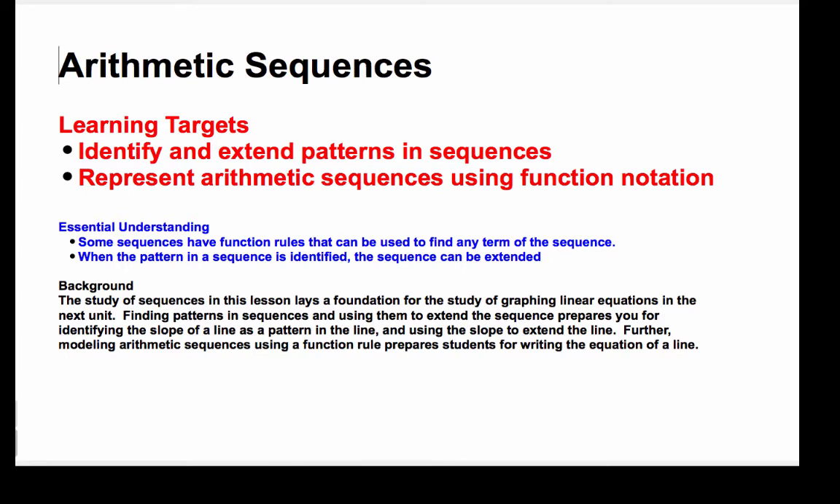This lesson, our last lesson in Unit 3, is on arithmetic sequences. What this lesson is going to do is allow us to take this general idea of functions and extend it into our next couple of units where we're going to talk about linear functions.